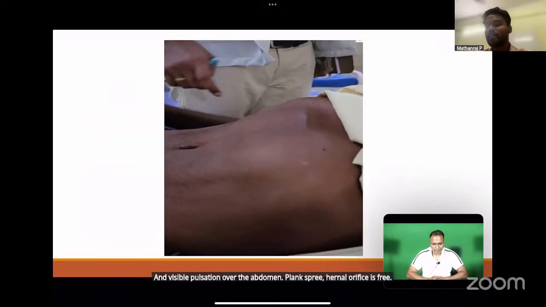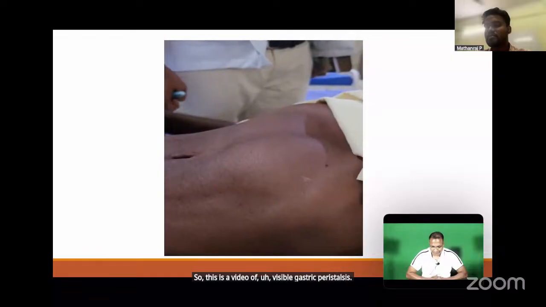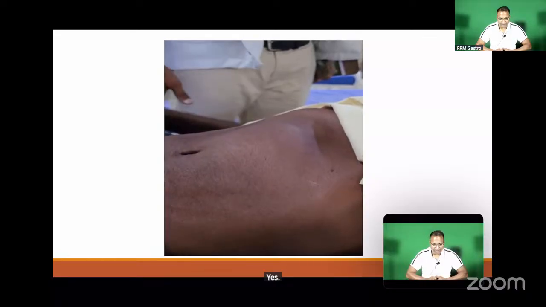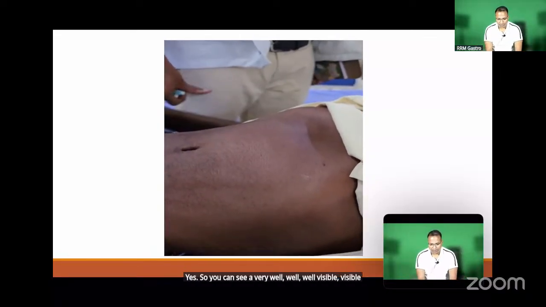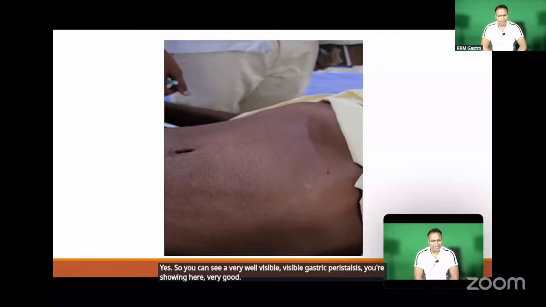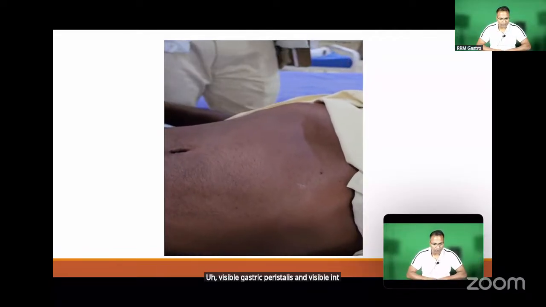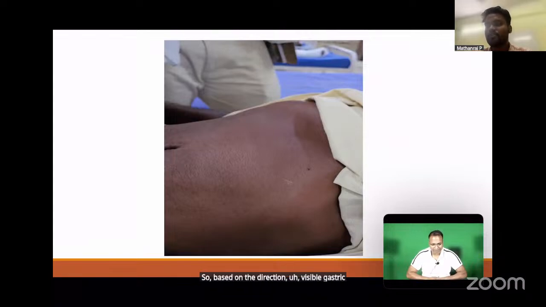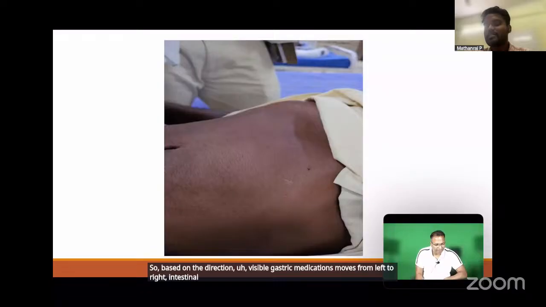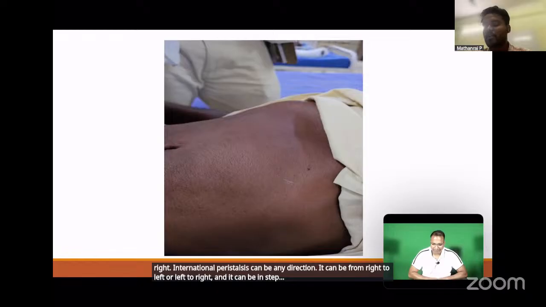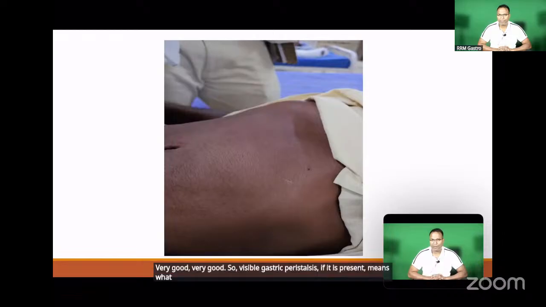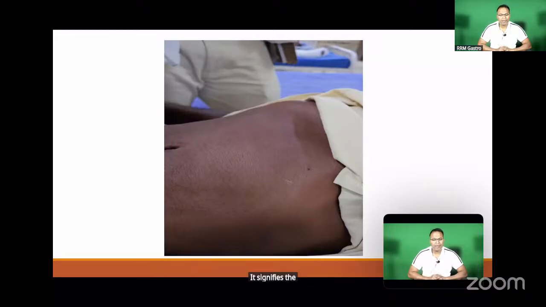So this is a video of visible gastric peristalsis. Yes, you can see very well the visible gastric peristalsis here. Very good. Visible gastric peristalsis and visible intestinal peristalsis, how to differentiate? Based on the direction, visible gastric peristalsis moves from left to right. Intestinal peristalsis can be in any direction. It can be from right to left or left to right, and it can be in a step ladder pattern also. Very good. If visible gastric peristalsis is present, what does it signify? It signifies the stomach is distended.